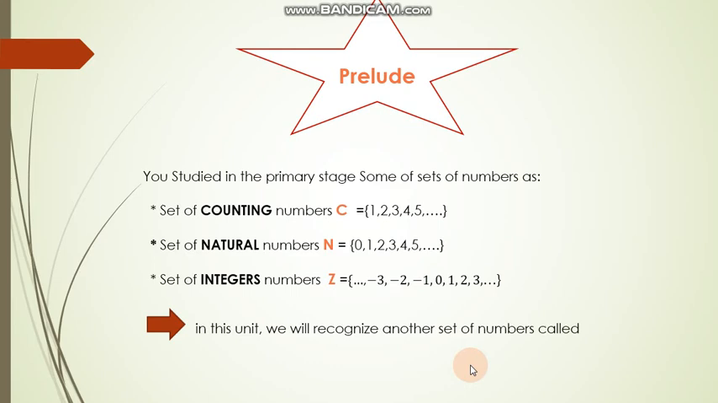In this unit we will recognize another set of numbers called the set of rational numbers. Its symbol is Q.